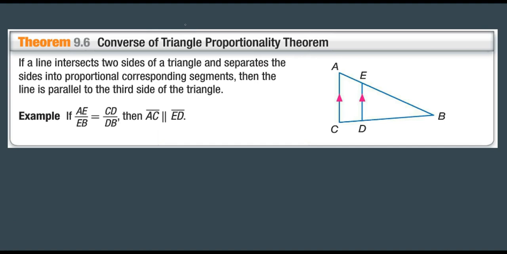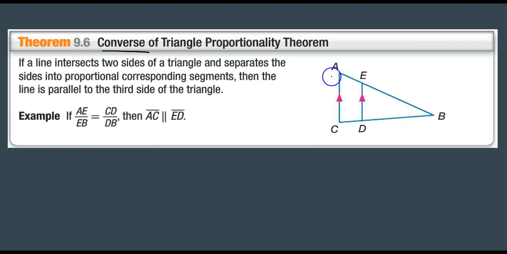Next we have another theorem, converse of triangle proportionality theorem. If a line intersects two sides of a triangle and separates the sides into proportional corresponding segments, then the line is parallel to the third side of the triangle. This should sound familiar because it is. When you see converse, that just means the reverse of, in our case, this triangle proportionality theorem. Now we're just saying this theorem kind of backwards.